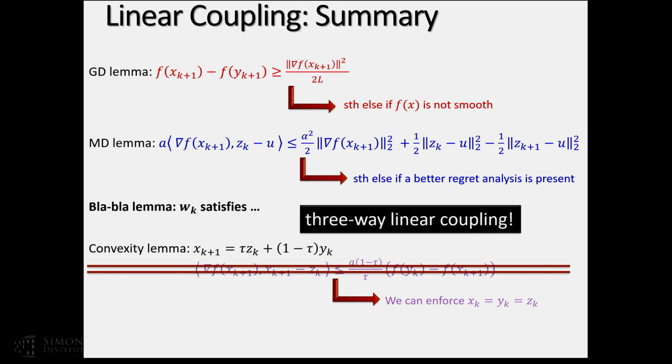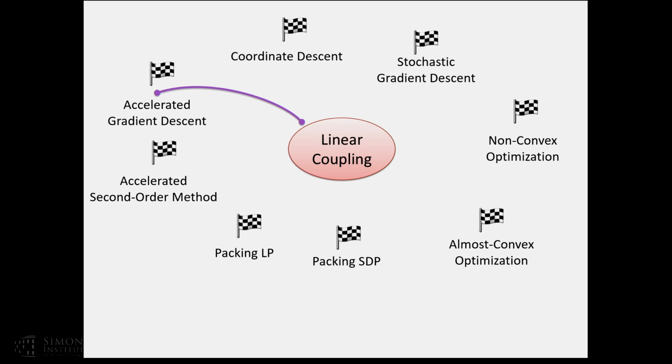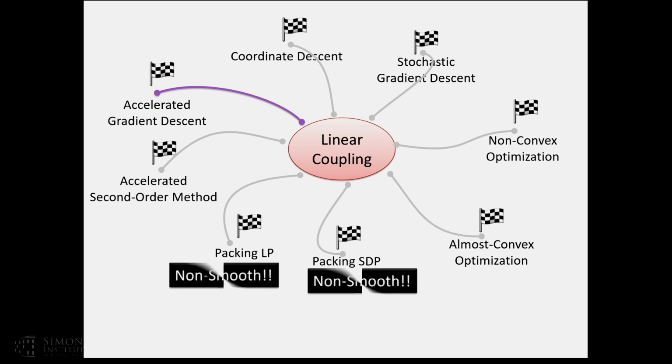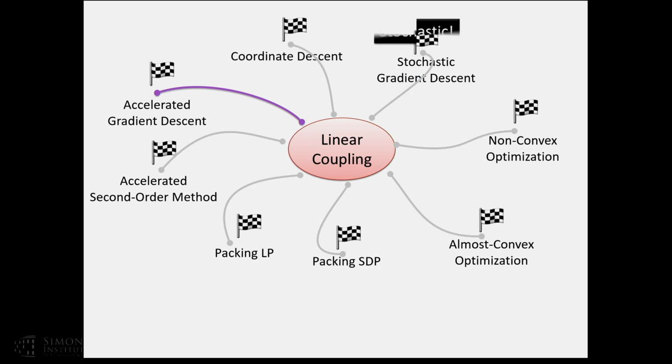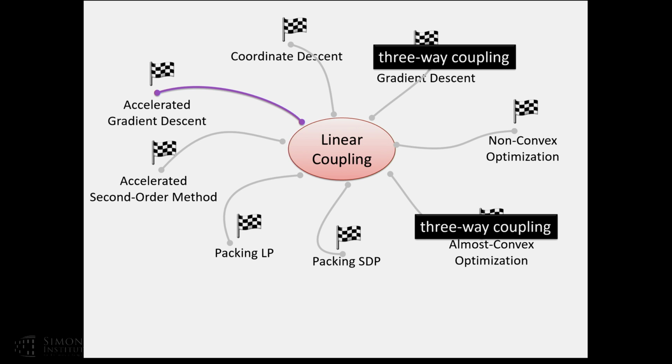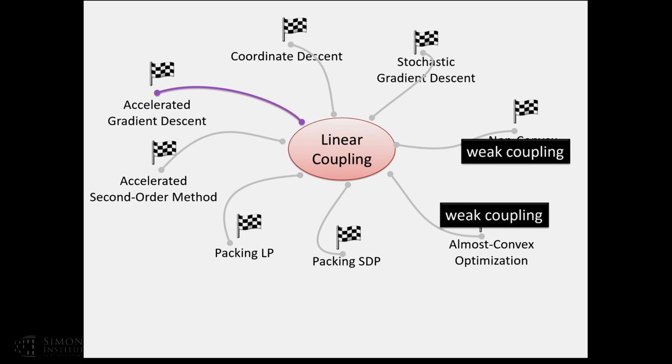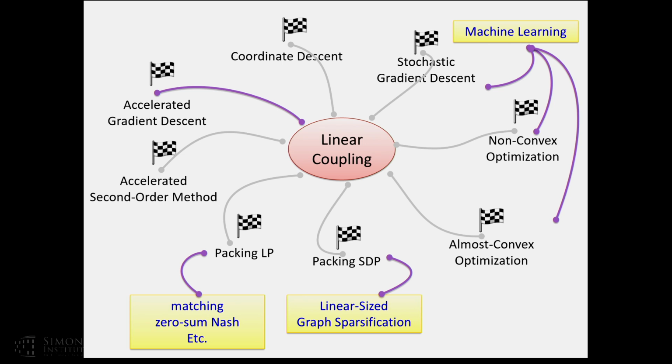We call this 3-way linear coupling, and that is actually why there are many applications here. So for different types of problems, you apply maybe 3-way coupling or weak linear coupling. And those results also have their, say, TCS and machine learning applications.